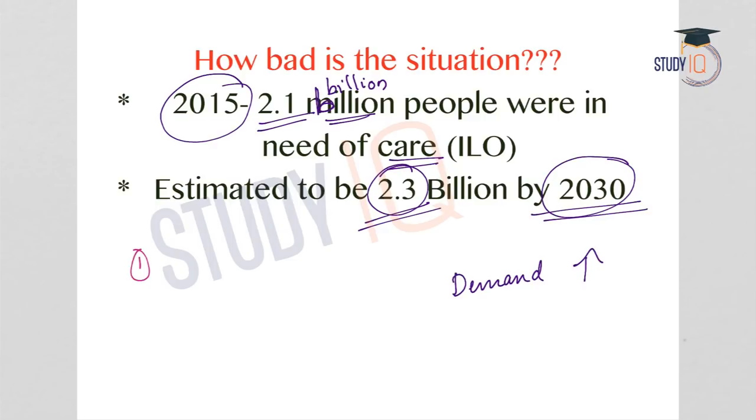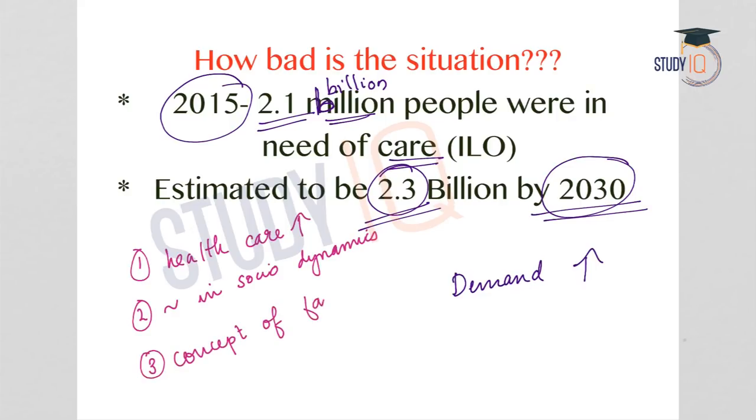First one, the healthcare sector has improved. So modern facilities are available, and because of this improvement in the healthcare sector, the life expectancy has increased. So this is one reason. And second reason is the difference in the socio-dynamics. And thirdly, the concept of family has changed. From the joint family system, it has moved to the nuclear family system.